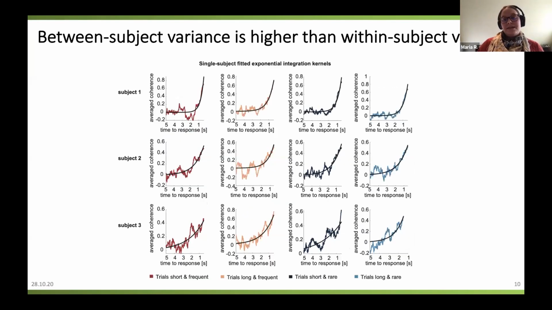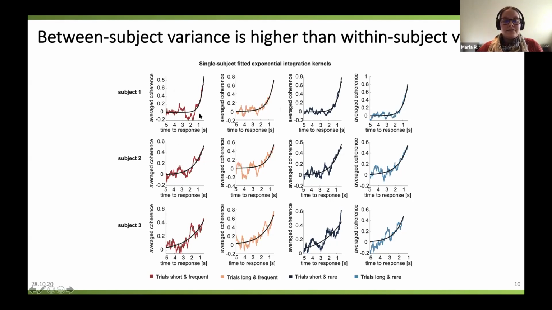And another really interesting result, I think, is this one here. So now we are back with behavioral integration kernels, and this is my final result. What we actually found is that the cross-subject variance is a lot higher than the within-subject variance. So what this means is, these are integration kernels for 3 subjects in the rows, and the conditions are here in the columns. If you look at subject 1, the integration kernel is actually quite consistent across all conditions, but it varies quite a bit across subjects.